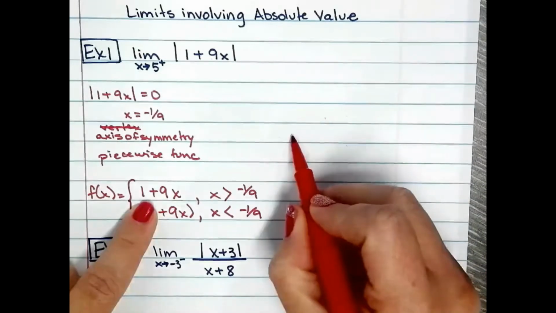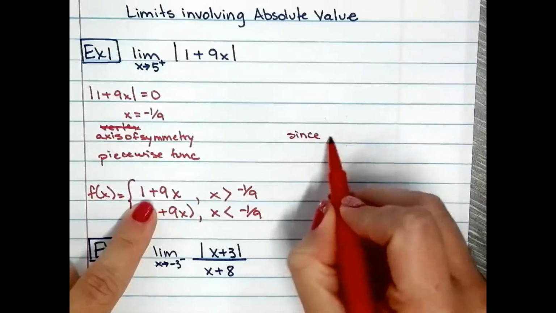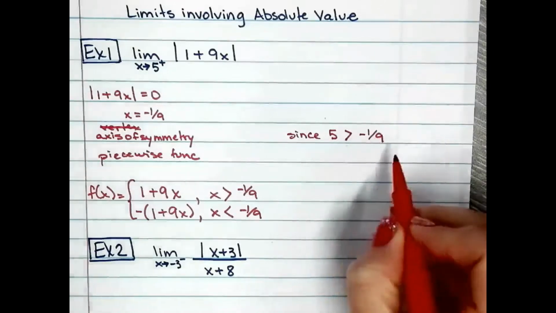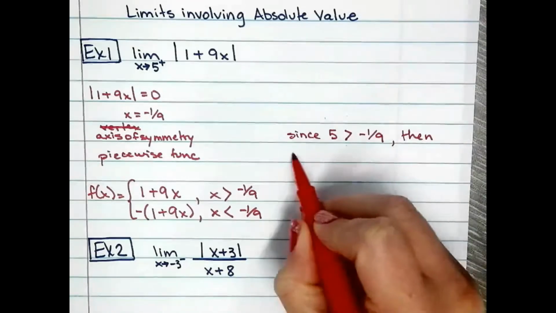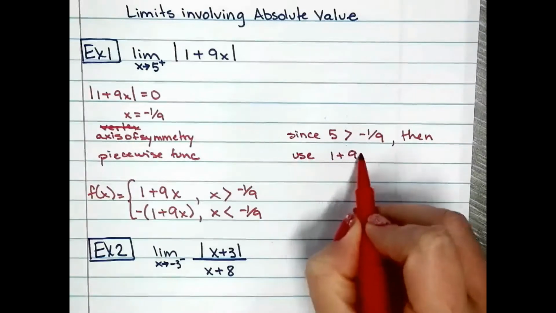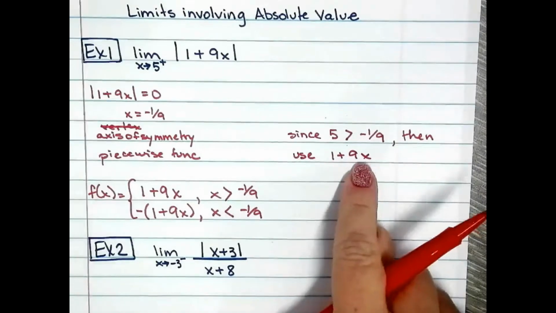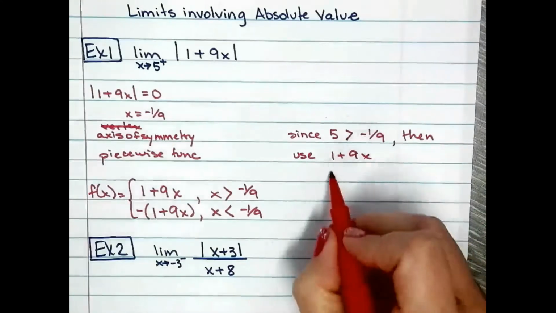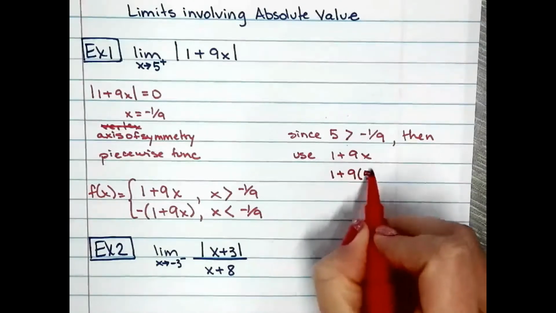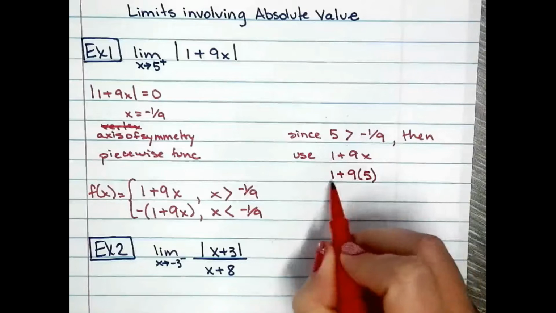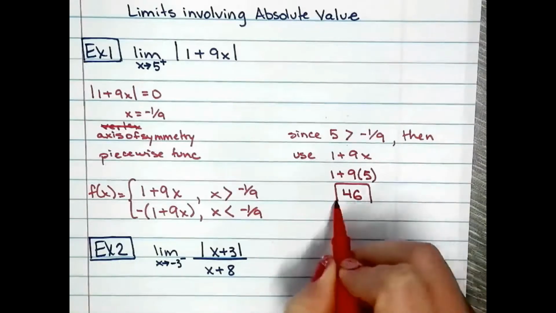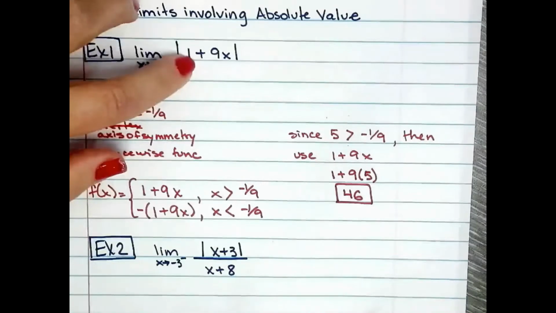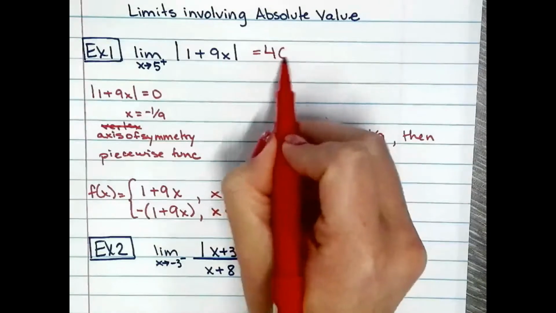So I'll write it out so you don't forget. Since 5 is greater than negative 1 over 9, then use 1 plus 9x. Okay? And now you're at the point that you know what function to use and what to do with the direct substitution. So 1 plus 9x is 5. So 45, 46. So the limit as x approaches 5 from the right of this absolute value function equals 46.